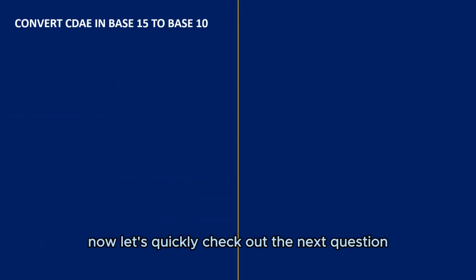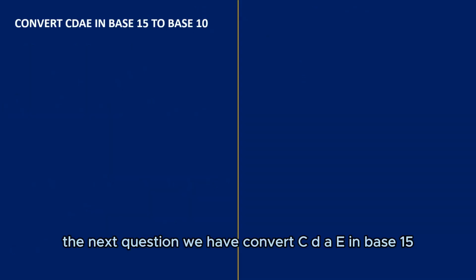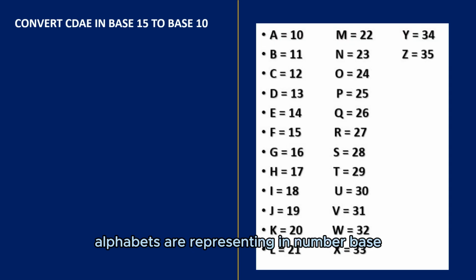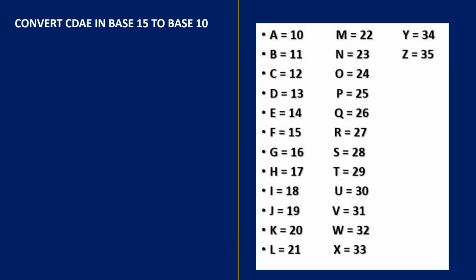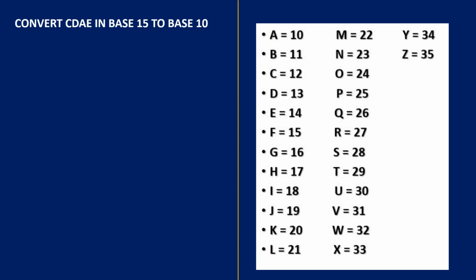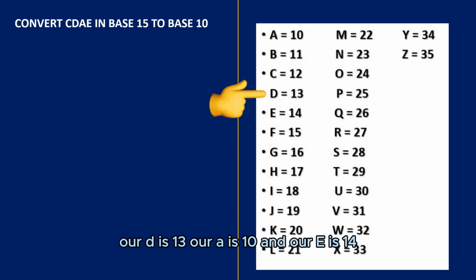Now let's quickly check out the next question. The next question we have: convert CDAE in base 15 to base 10. Once again, let's quickly run through what each of these alphabets are representing in number base. Our C, as we can see on the screen right now, is 12. Our D is 13. Our A is 10. And our E is 14.